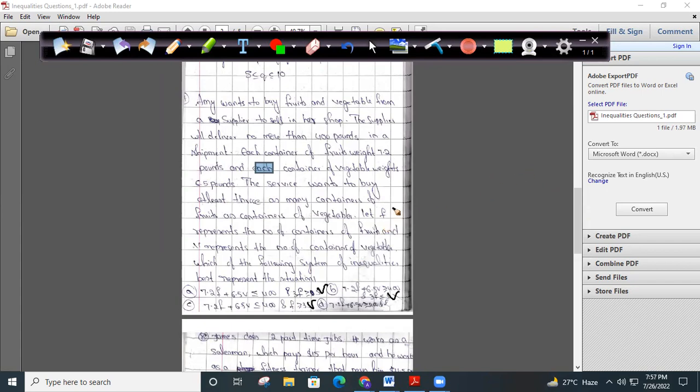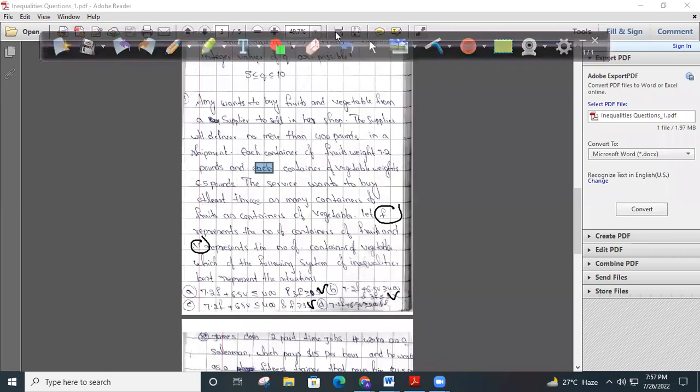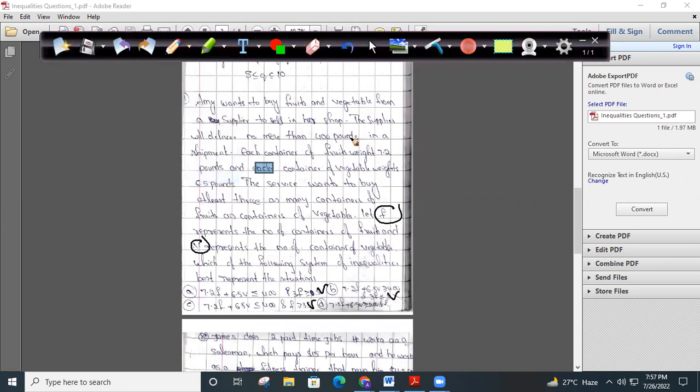So how many containers? What is the weight of the container? F. What is the weight of the vegetables? V. How many? How many containers of fruits are you bringing? F. How many containers of vegetables are you bringing? V.